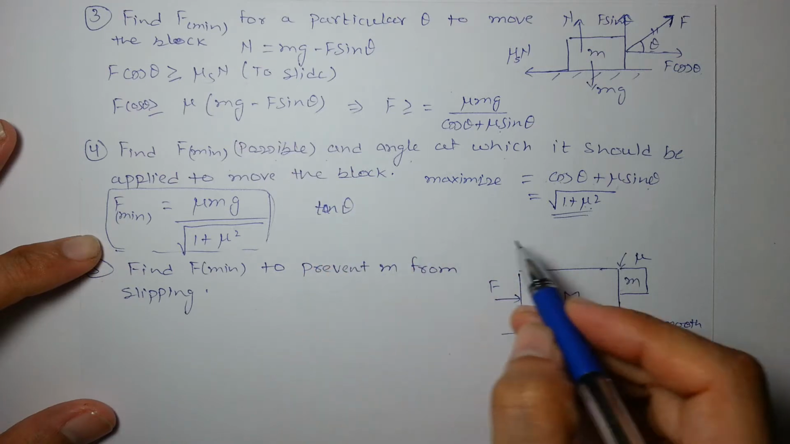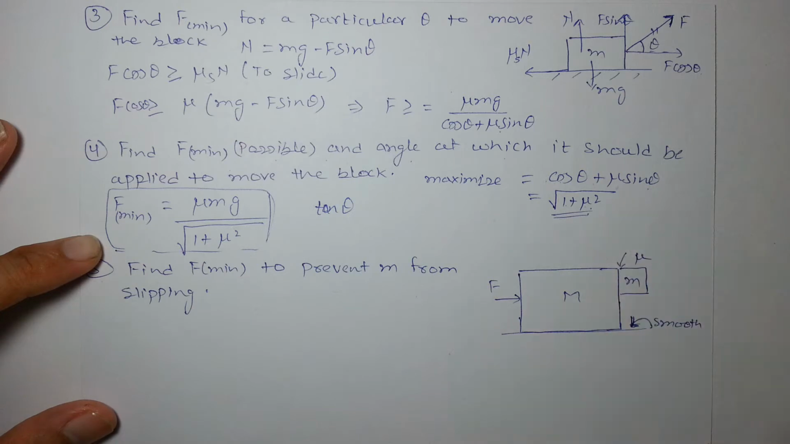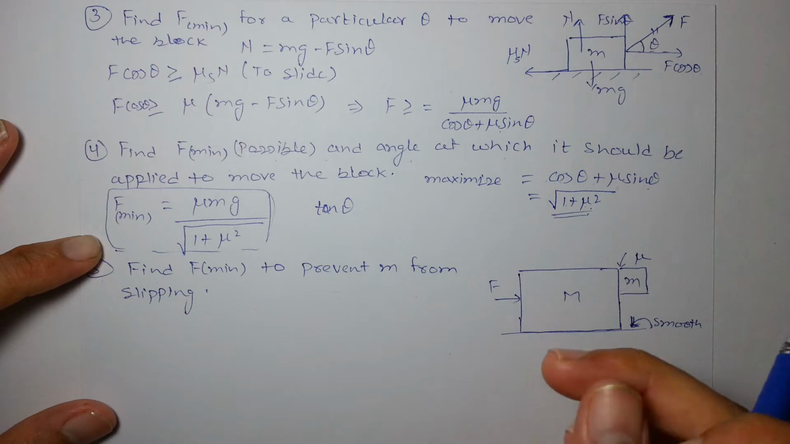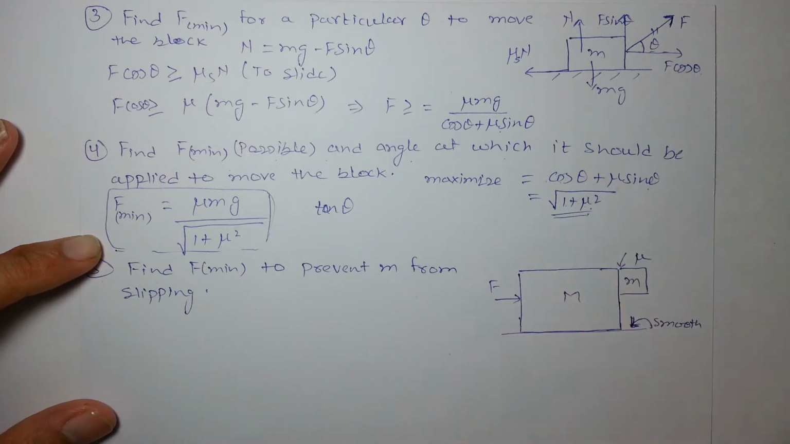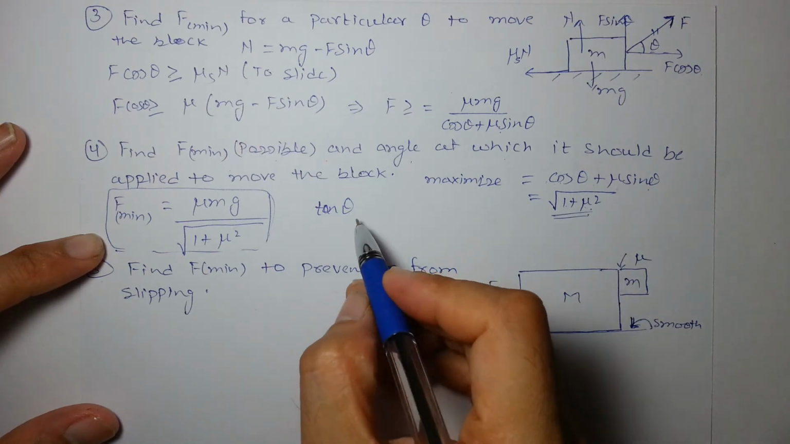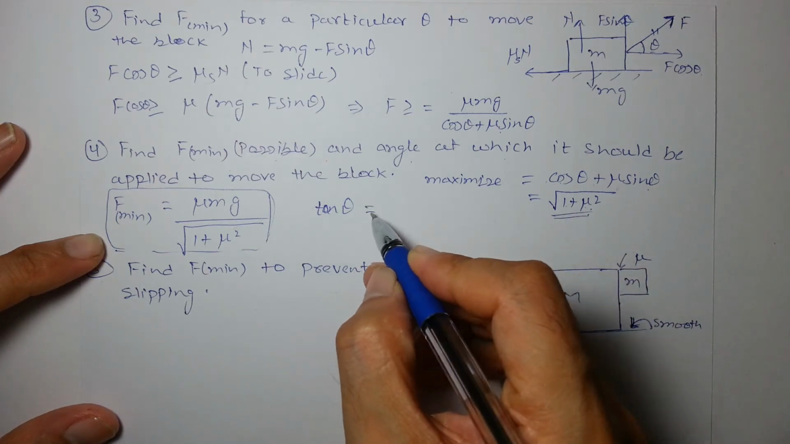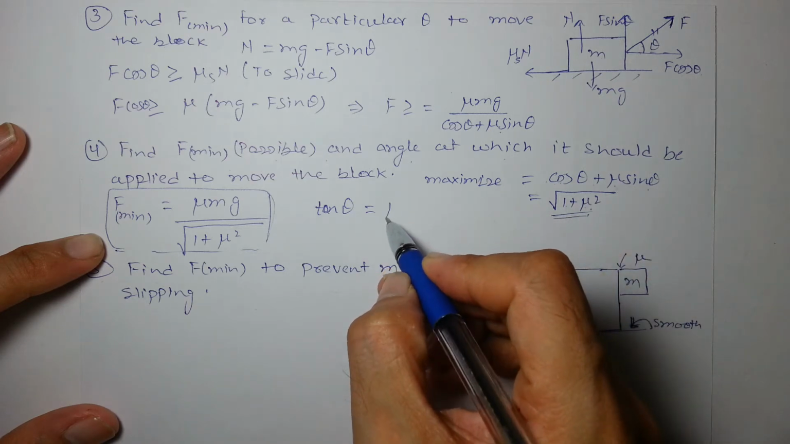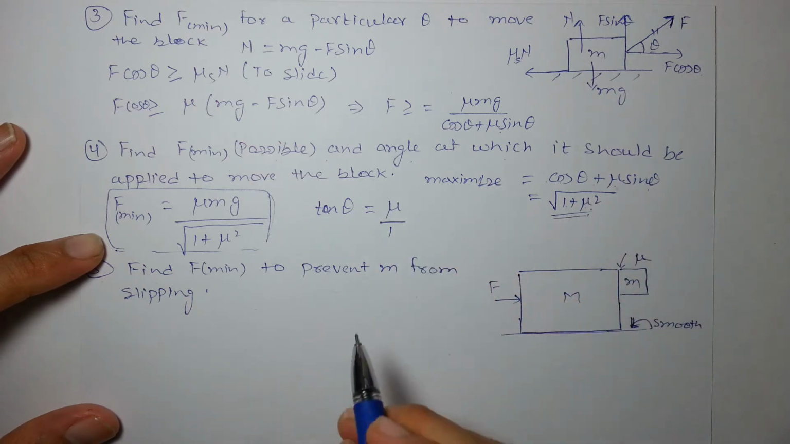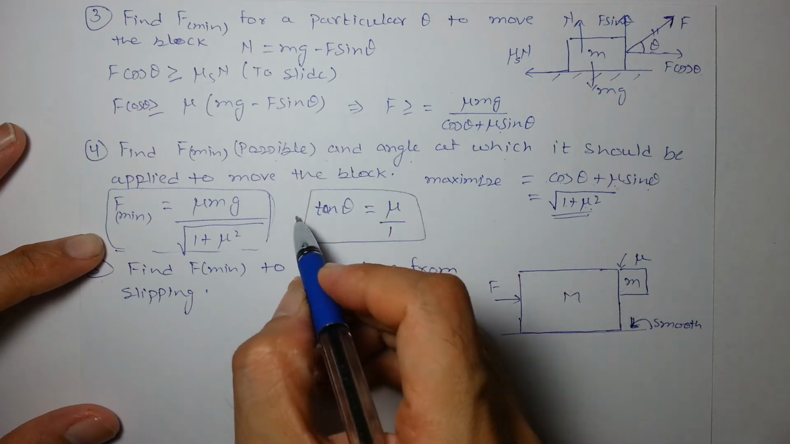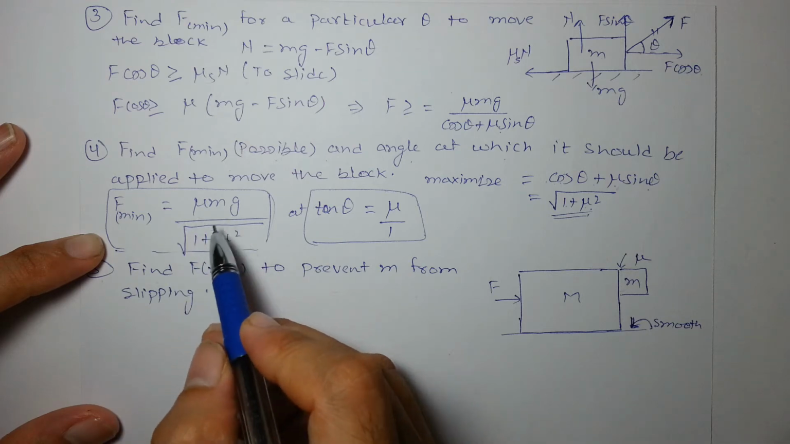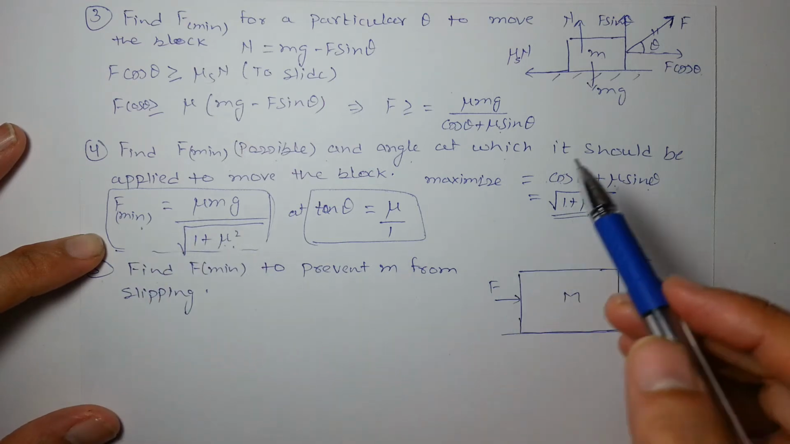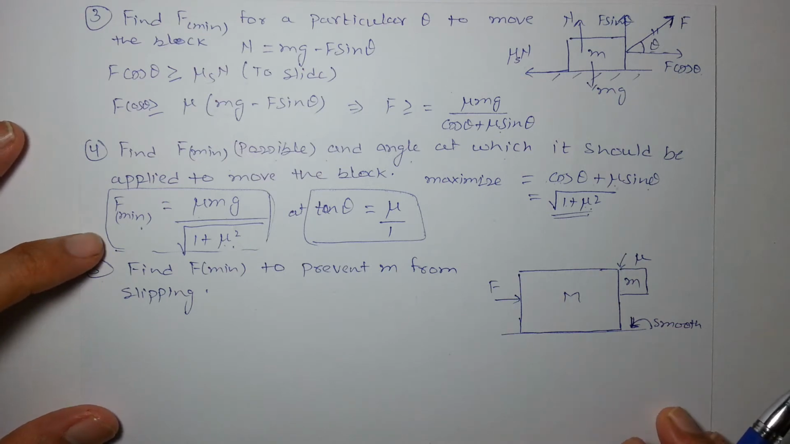Again, if you want to know how I get this, just see a video related to trigonometric expressions. You can easily get the value, or just differentiate it, put it equal to 0, and get the maxima and minima. And the value of theta for which it will occur is the coefficient of sine, which is mu, divided by the coefficient of cos. So at tan theta equal to mu by 1, this force will become this, and this is the minimum possible force with which we can move the block.